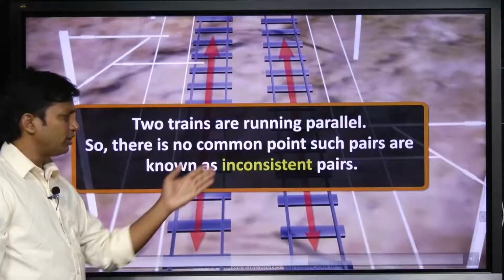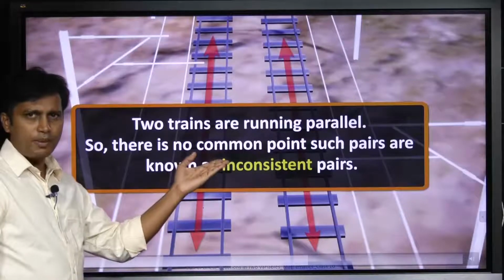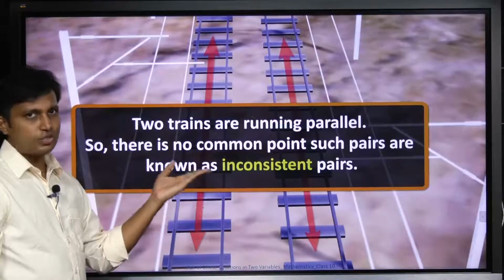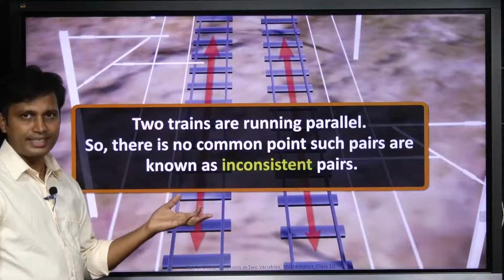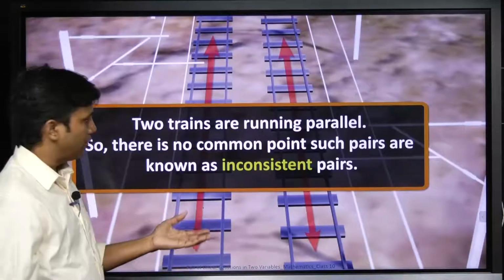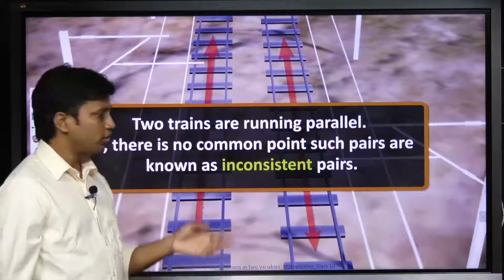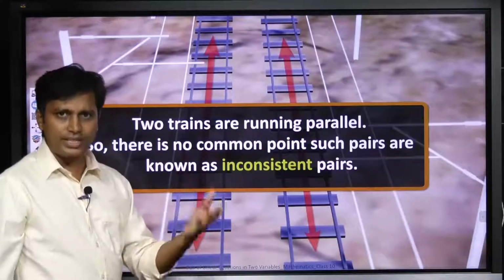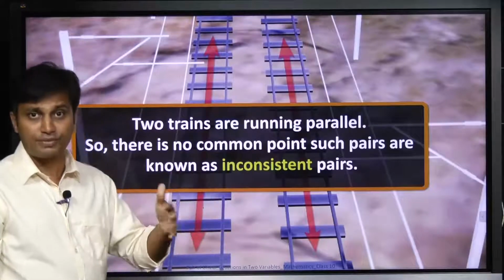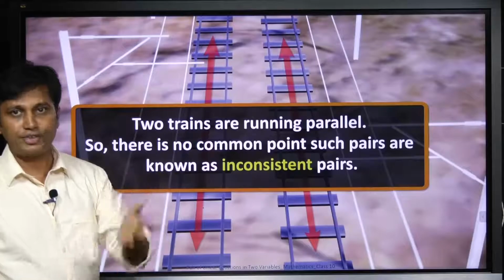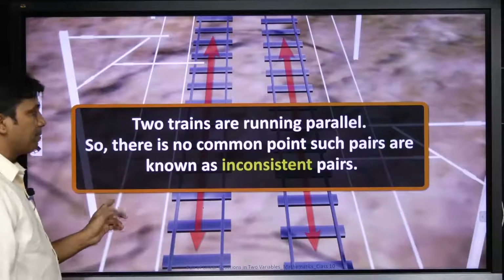So anyways, you know this, is there any common point for this? Yes, there is no common point because they are not intersecting, they are not crossing each other. So therefore there is no common point. So these equations are otherwise known as inconsistent. Anyways, I am going to define all this at the end of the lesson, right? Okay, see.